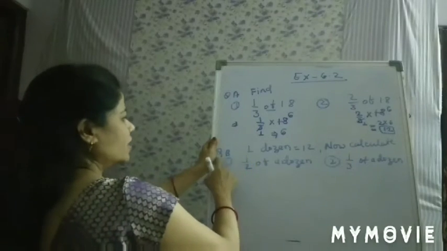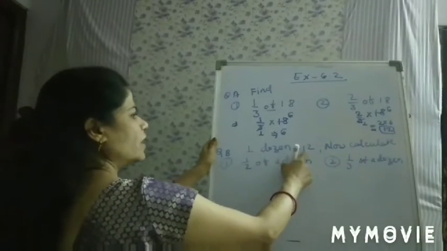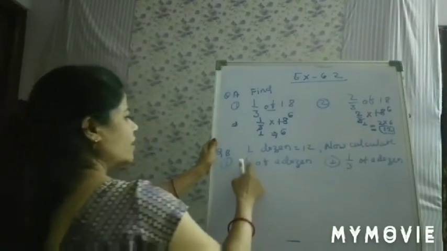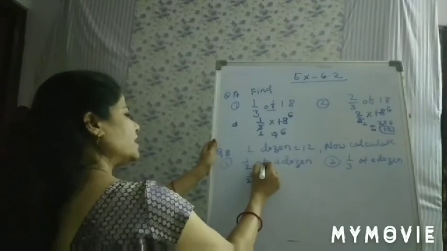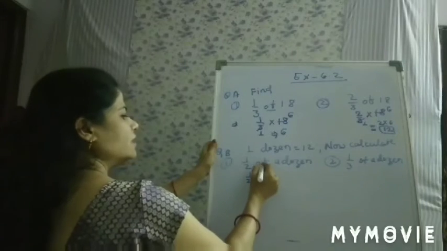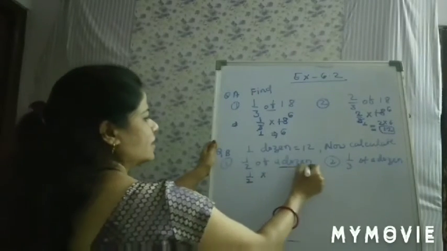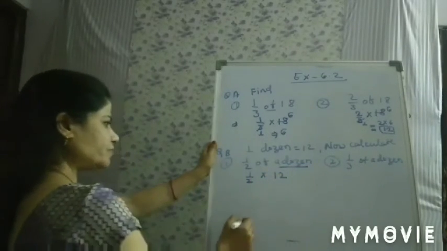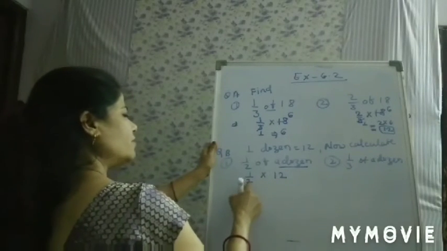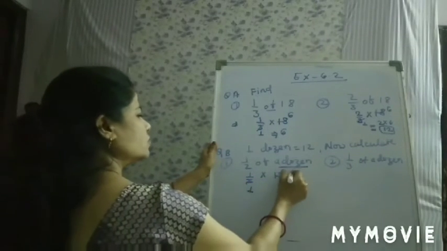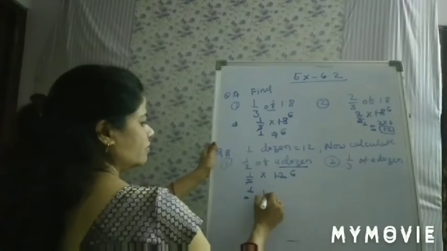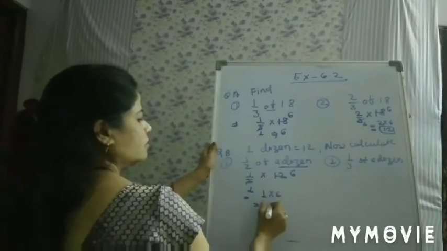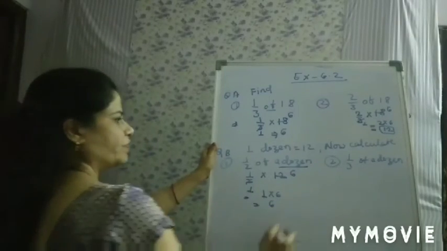Now question number B, 1 dozen equals to 12 and you have to calculate 1 by 2 of a dozen. So write 1 by 2, at the place of of you have to write the sign of multiply. A dozen means you have to write 12. Now divide 12 by 2. 2 1s are 2, 2 6s are 12. Here in numerator 1 and 6 is remaining. 1 into 6. So the answer is 6.